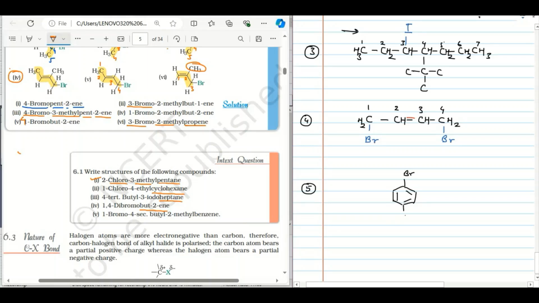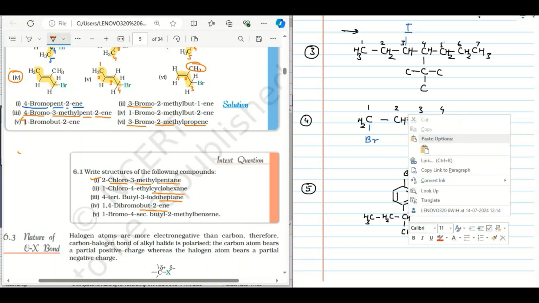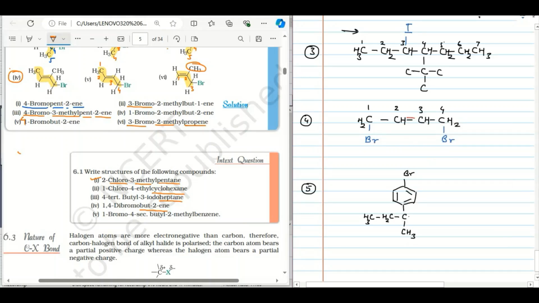Secondary butyl means the carbon through which the substituent is bonded to the benzene ring is secondary. Secondary means which is bonded to other 2 alkyl groups. So here CH3 and as it is butyl, it should contain 4 carbon. So 1st carbon, 2nd carbon, this is 3rd carbon and this is 4th carbon. And the carbon to which the substituent is bonded to benzene is secondary carbon. So this group is the secondary butyl.